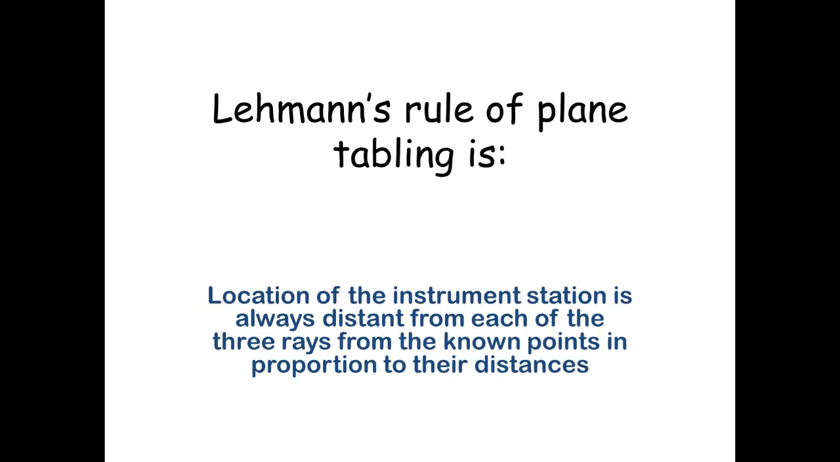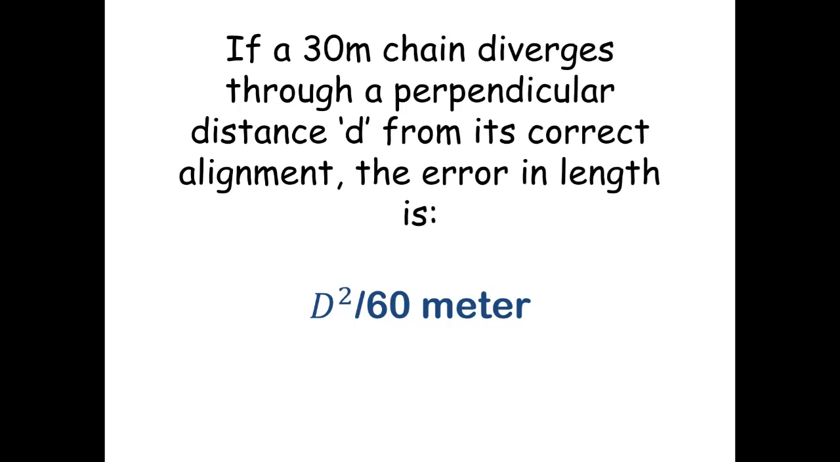Layman's rule of plane tabling: the location of the instrument station is always distant from each of the three rays from the known points in proportion to their distances. If a 30-meter chain diverges through a perpendicular distance d from its correct alignment, the error in length is d square by 60 meter.